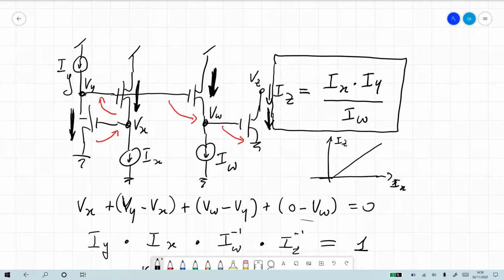So this is not the current conveyor. This is using the current conveyor as a building block, but it's a current multiplier. If we were to measure this current, the current coming here, this current is equal to Ix. If we were to call this current Iz prime, like it was in the current conveyor, this would be equal to Ix. But in reality, we made a bit more complicated circuit and added complexity. So Iz is this one here.